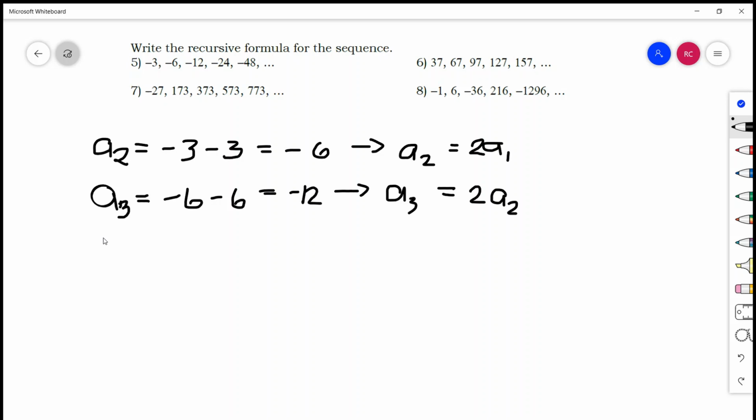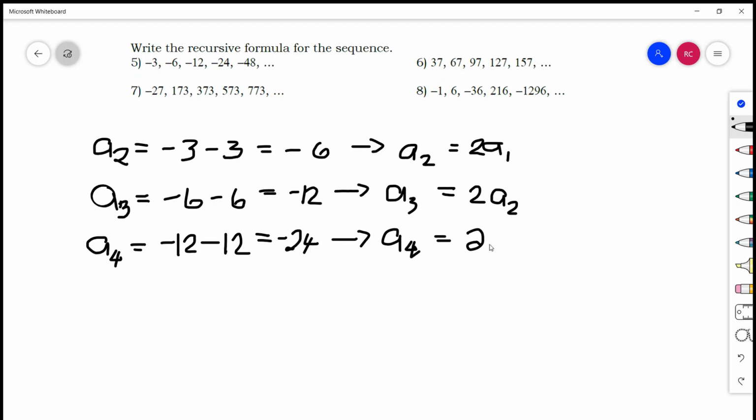Now, proceed with the fourth term. The fourth term must be negative 24. So, we will use the third term, negative 12, minus 12 is equal to negative 24. And this is just the same as twice our third term.